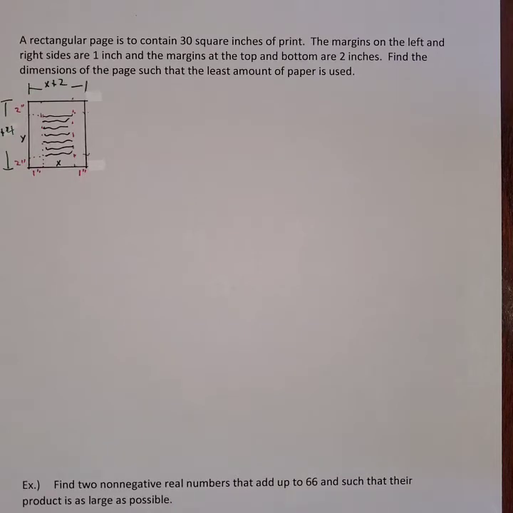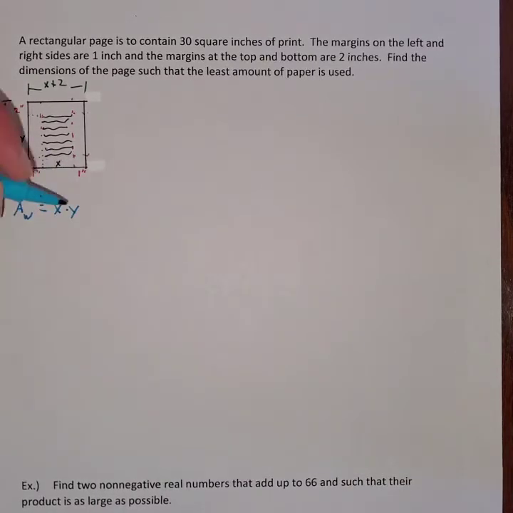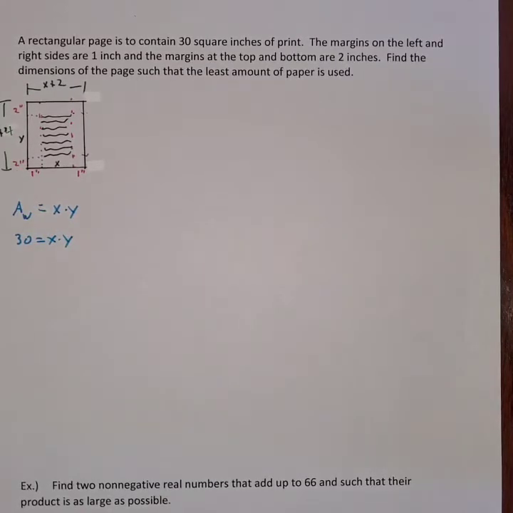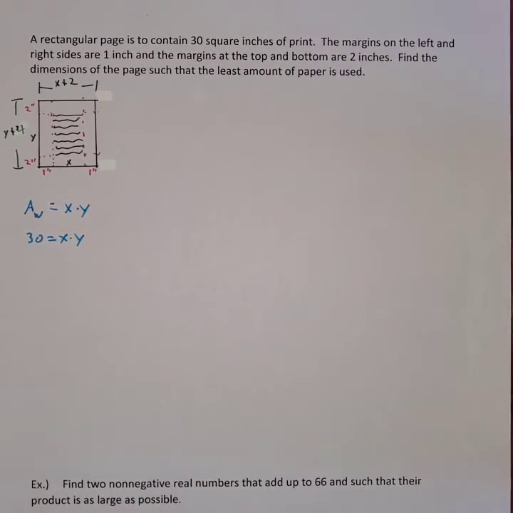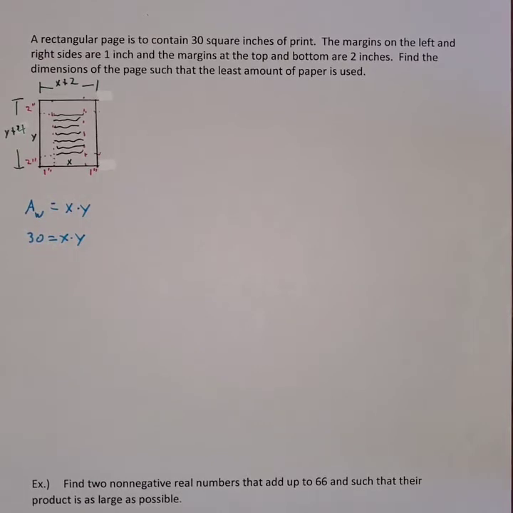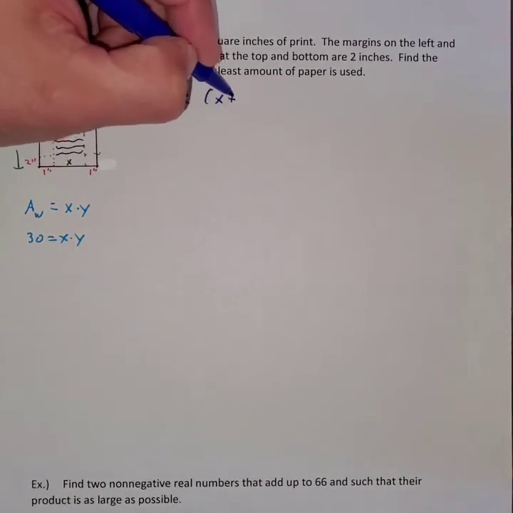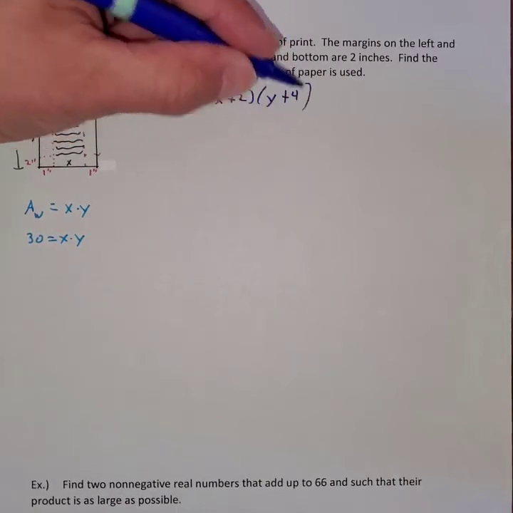Now we know the print is going to be 30 square inches. So I'm going to describe the area of the print, the area of the writing, as X times Y. And we know that's going to equal 30. That's going to be important here in a minute. Well, our whole paper is going to have area of X plus 2 and Y plus 4 multiplied.